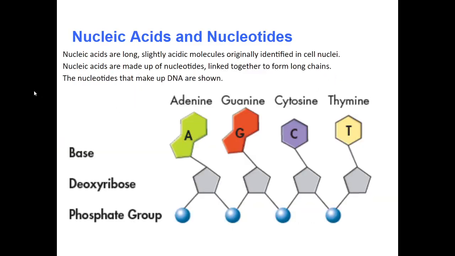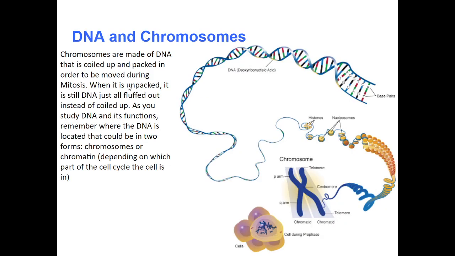Now, DNA is made up of monomers. It is a polymer. I'd like for you to notice it's a very long chain. If you remember, we talked about polymers. Polymers are long chains of monomers that are put together in a length.